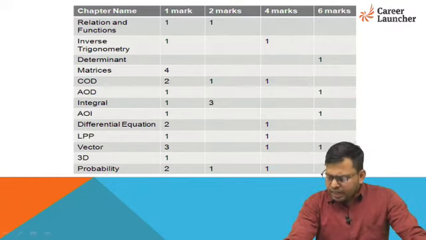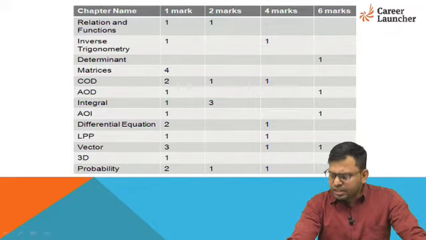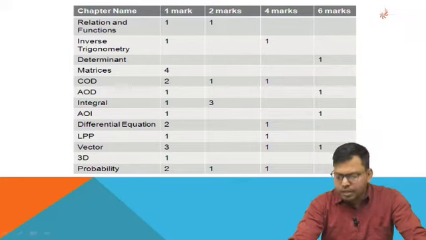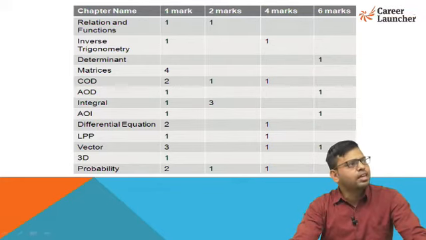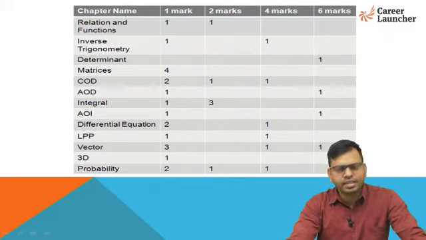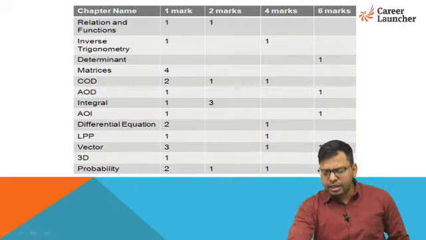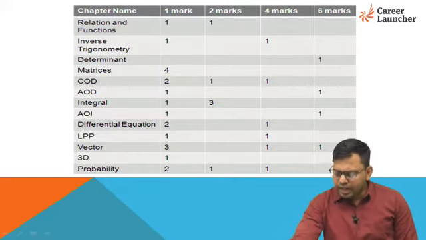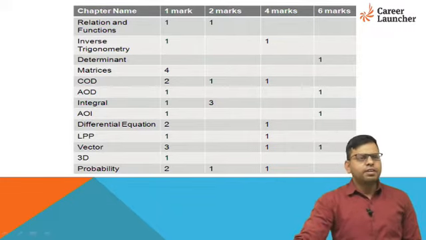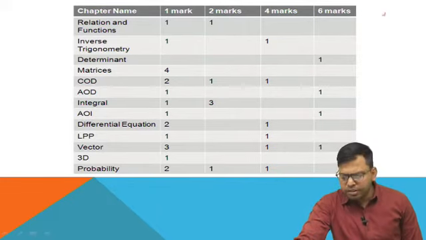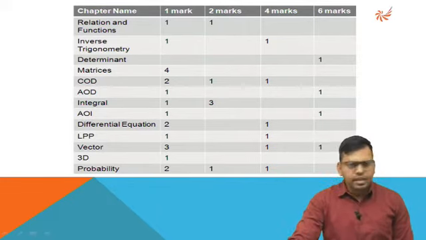In question number 18, a function question was asked from the continuity and differentiability chapter: x square minus 9 upon x minus 3. You split x square minus 9 into x minus 3 into x plus 3, then x minus 3 cancels out and you get x plus 3. The question says it is continuous at x equal to 3, meaning left hand limit equals right hand limit equals the value of the function. If you apply this, you will get the value of k.